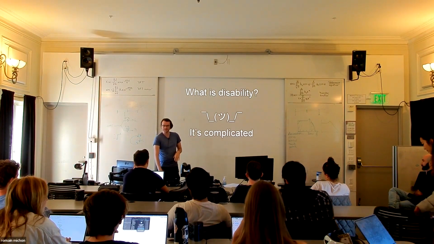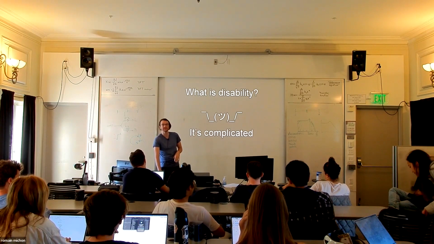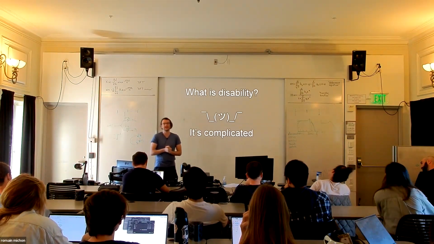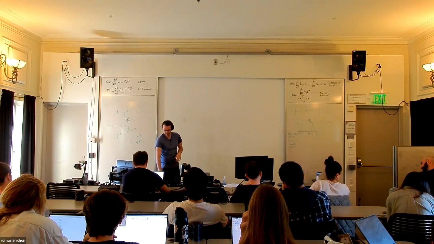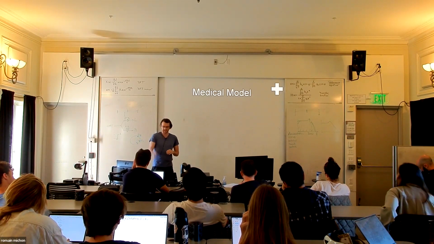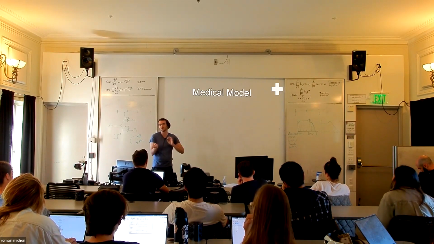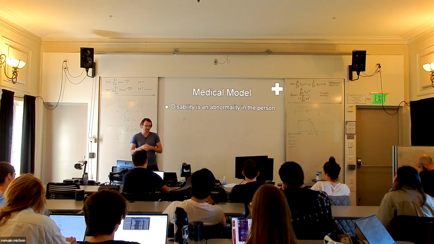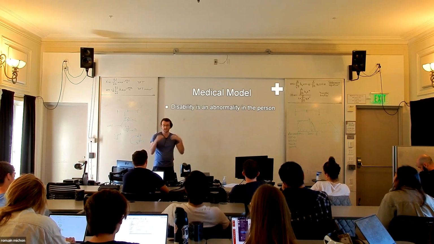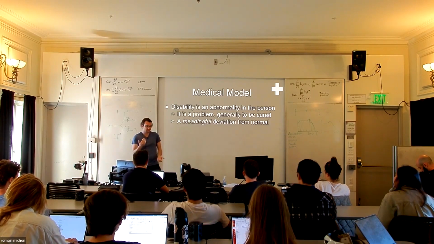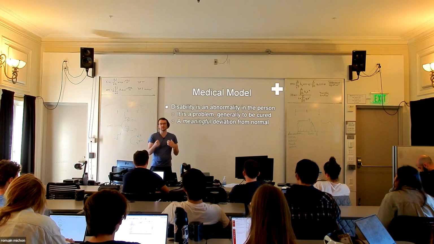So there are a couple different, what we call in disability studies, models of disability. And I'll go over the 2 big ones just to help us think through this. So the first one is what we would call the medical model of disability. This is the oldest Western model of disability. The medical model views disability as an abnormality in the person, at the person level. Generally, it's viewed as a problem to be cured, and it's a meaningful deviation from the norm.